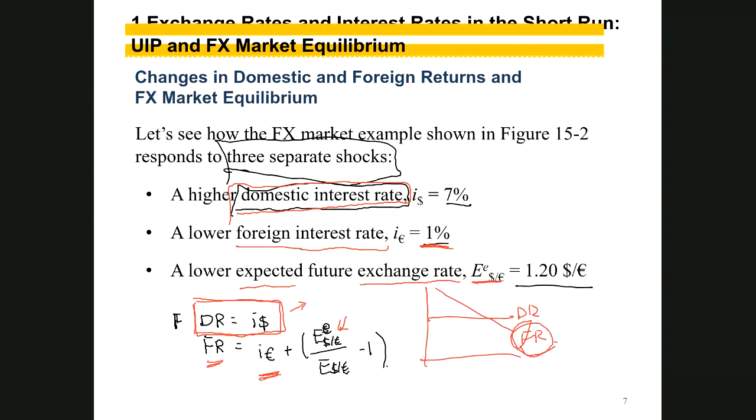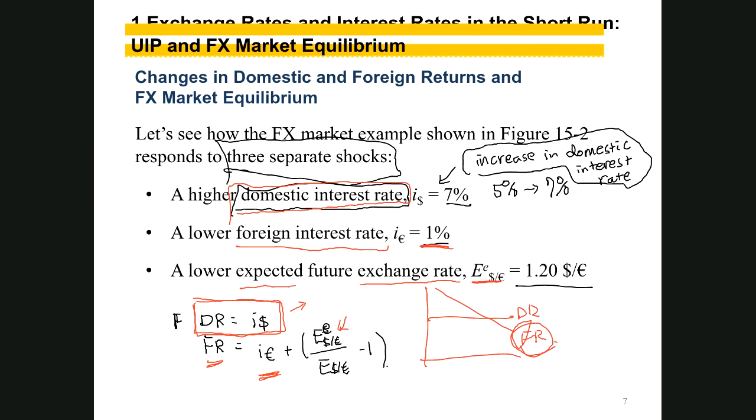So the original condition is a domestic interest rate equal to 5%. If I move to 7%, that means an increase in the domestic interest rate. So we will use the graph to see what happened.